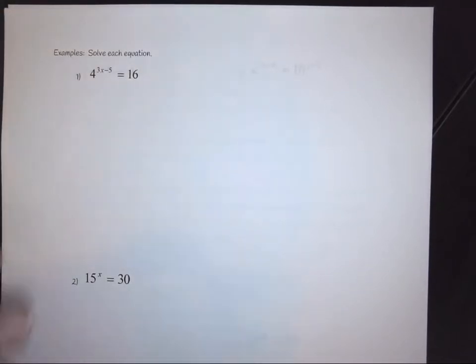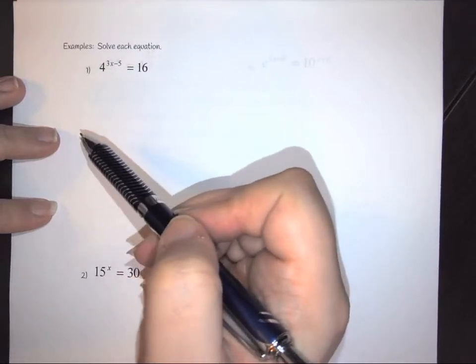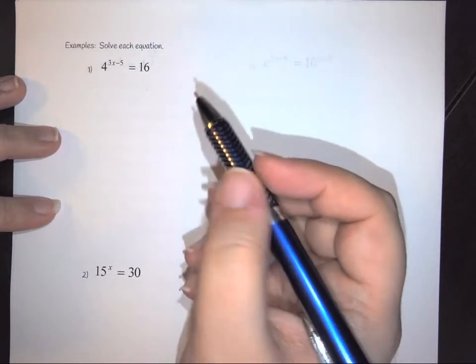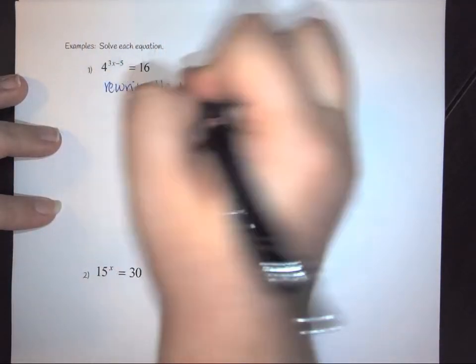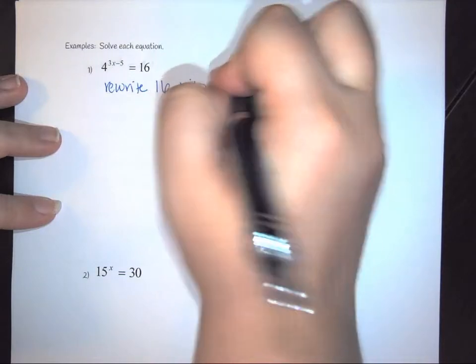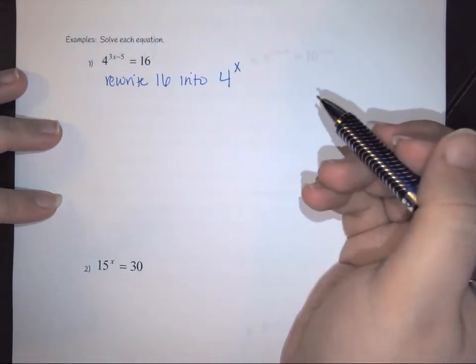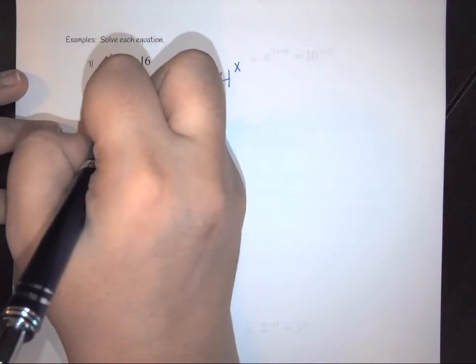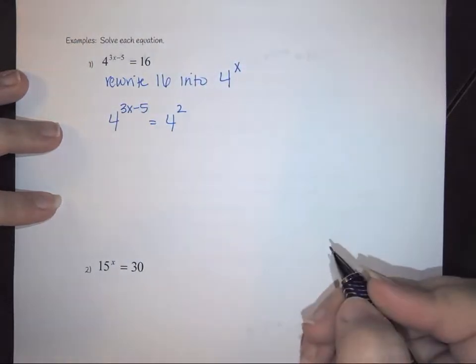So first and foremost, I have 4 to the 3x minus 5 is equal to 16. The first thing I want to do is try and see, can I rewrite 16 into 4 to the something? Okay, this is what I want to try and do. Well, we know 4 squared is 16. So this becomes 4 to the 3x minus 5 equals 4 squared.